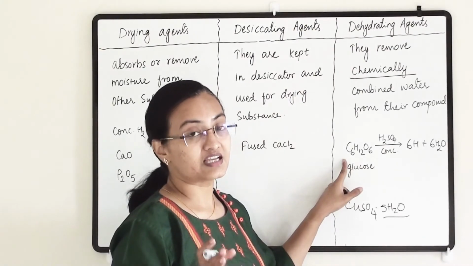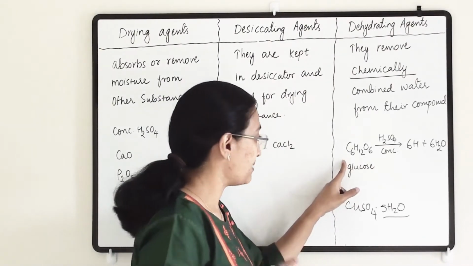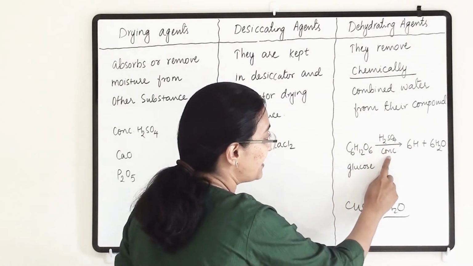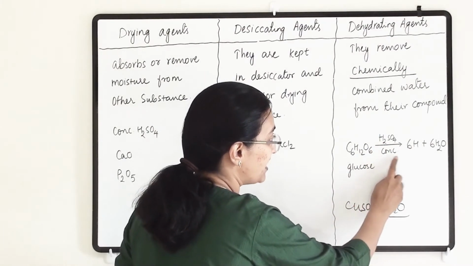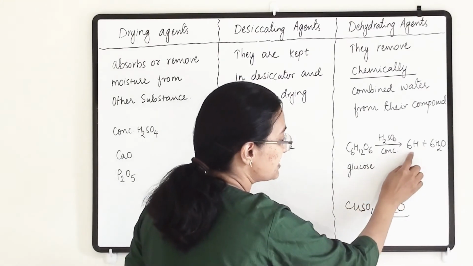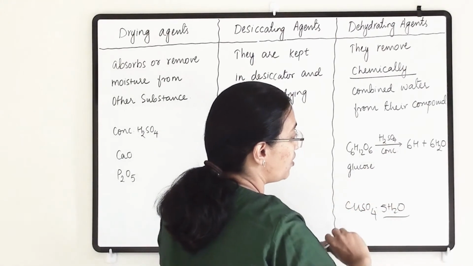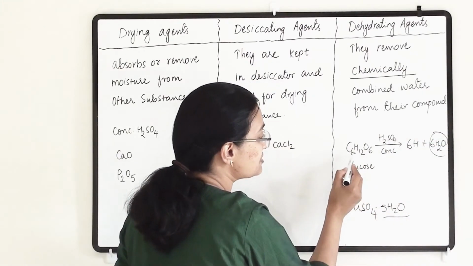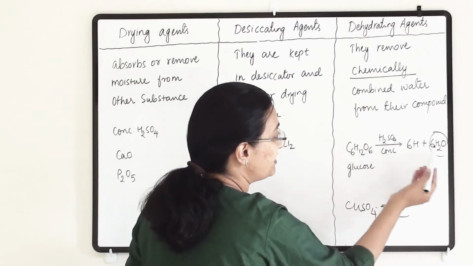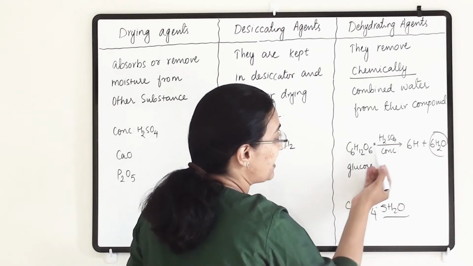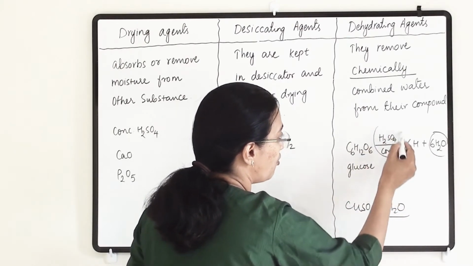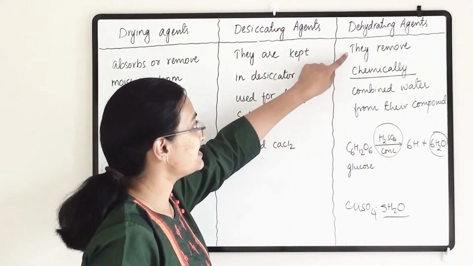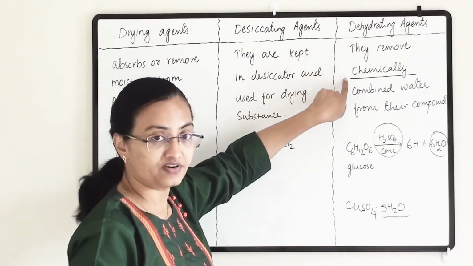This process is a chemical reaction. So when we are taking a glucose molecule and we are adding concentrated sulfuric acid to that, then we will get as products 6 carbon and 6 water molecules. So here water molecules were within this molecule and they have been detached, chemically removed by the action of concentrated sulfuric acid. So concentrated sulfuric acid is termed as a dehydrating agent.